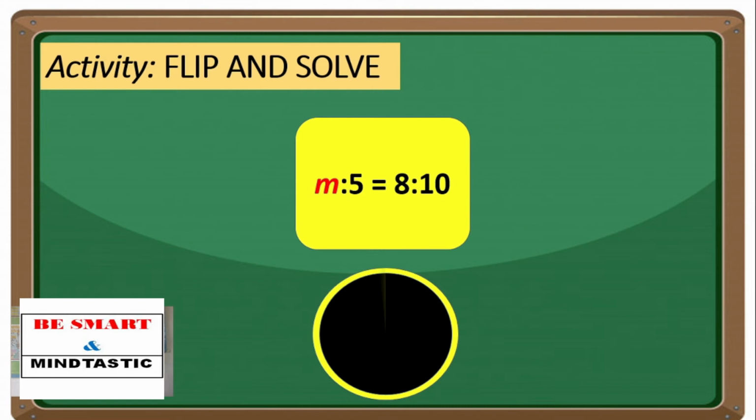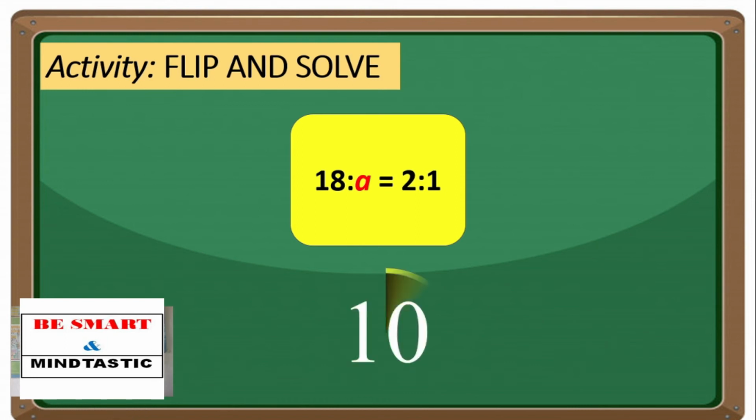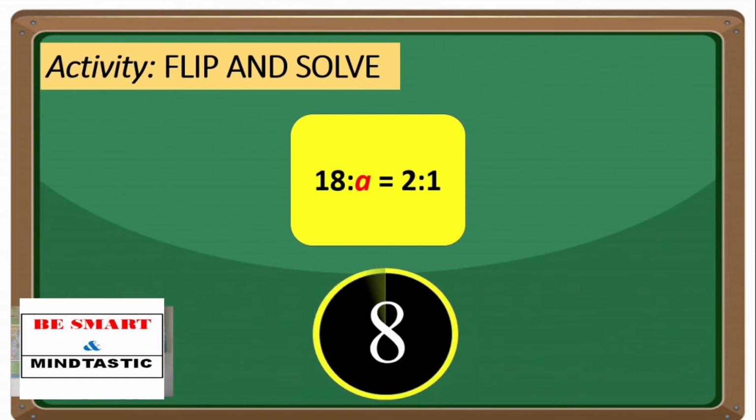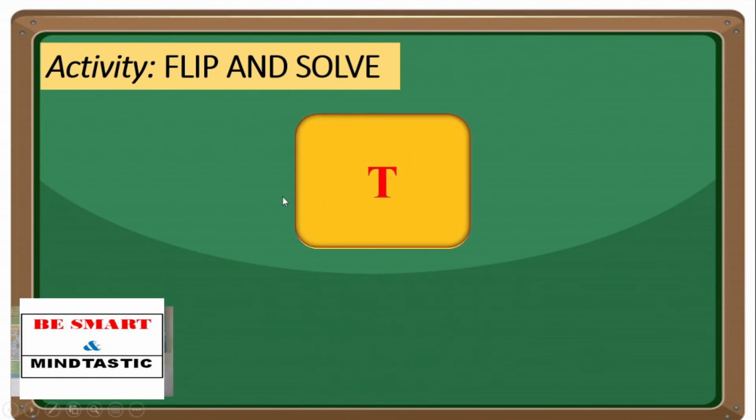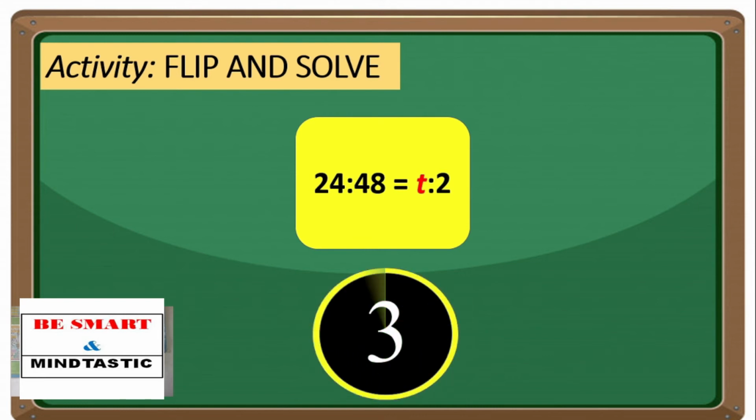Okay, time's up. Next, we have A. We have 18 is to A as 2 is to 1. Your time starts now. Time's up. Okay, next. T. 24 is to 48 as T is to 2. Your time starts now. Time's up.